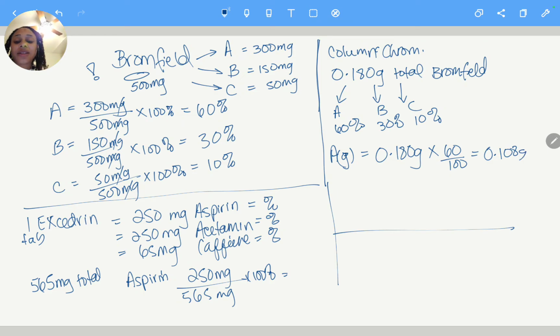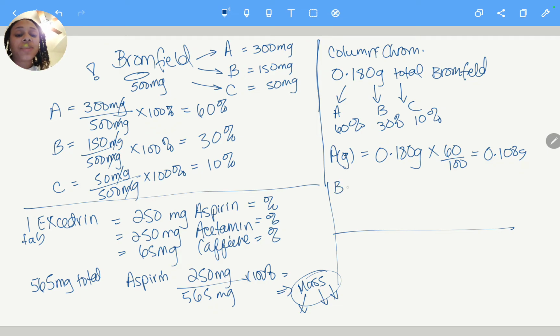And so we would apply the same thing here. For instance, when you did your column chromatography, you know the mass you measured out of the Excedrin. So you can figure out what percentage of aspirin, caffeine, and acetaminophen, because you take that mass and multiply it by the percentage, and that's how you get that.